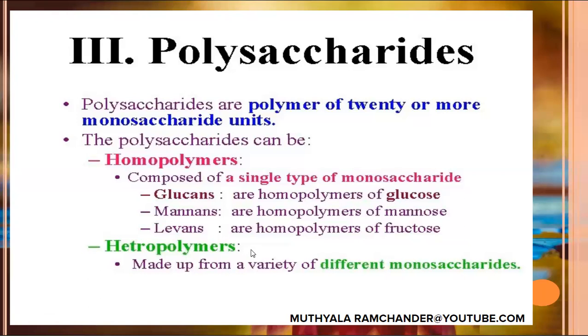Heteropolymers or heteropolysaccharides are made of a variety of different monosaccharides, like glucose, mannose, fructose, galactose. Such different monosaccharides are joined together in the polysaccharide or polymer. They are also called heteropolymers or heteropolysaccharides.